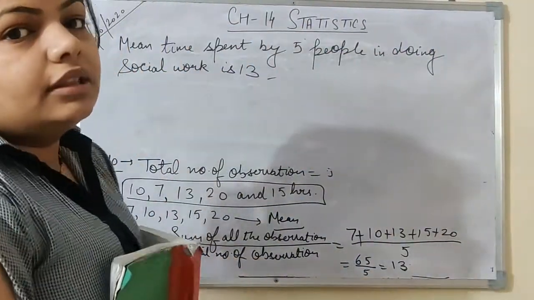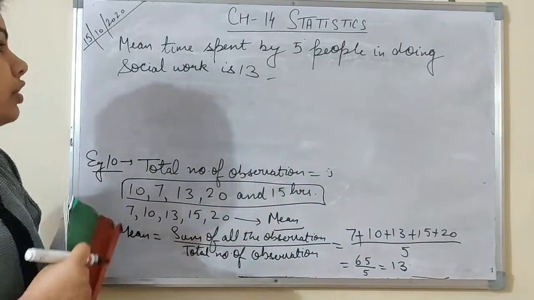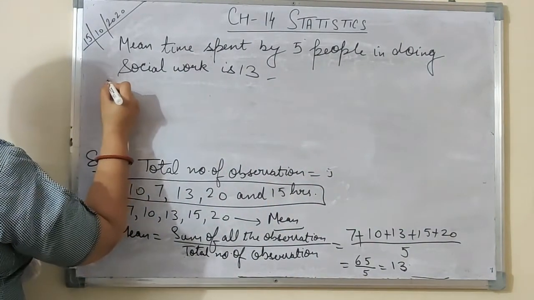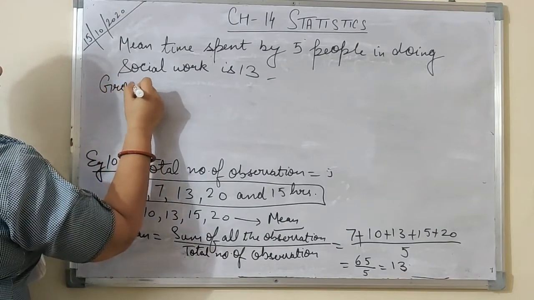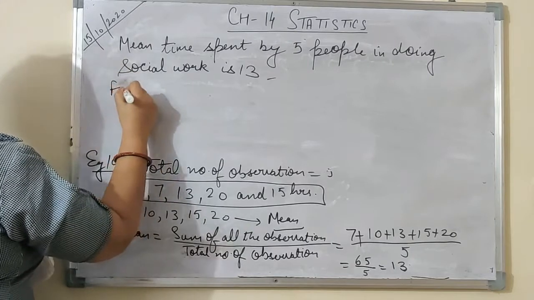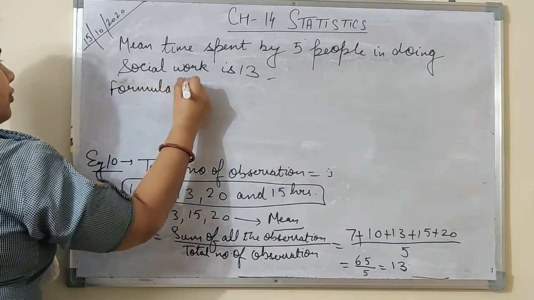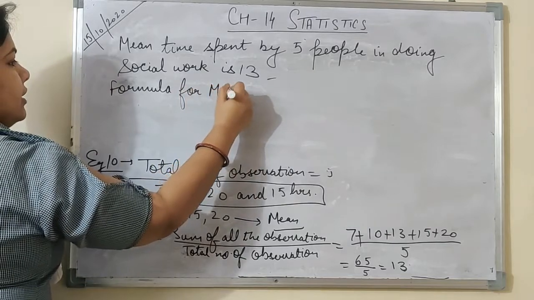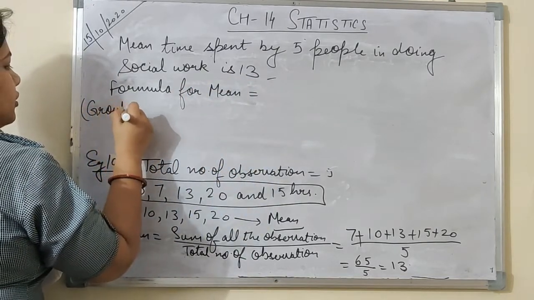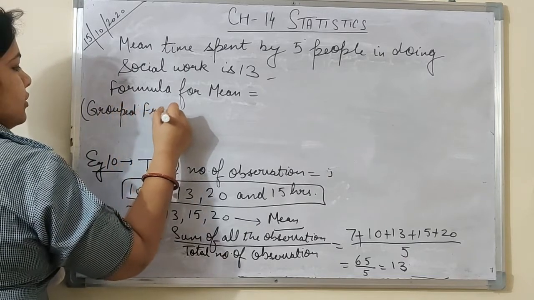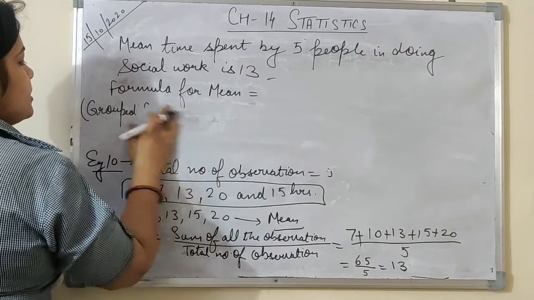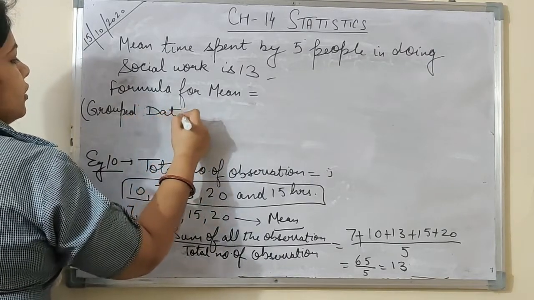Now there is another formula, for a grouped frequency distribution table. Let me write it here. The formula for finding mean for grouped frequency, or you can say grouped data.